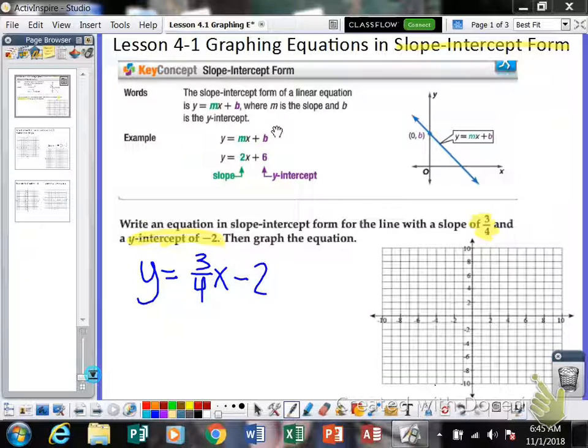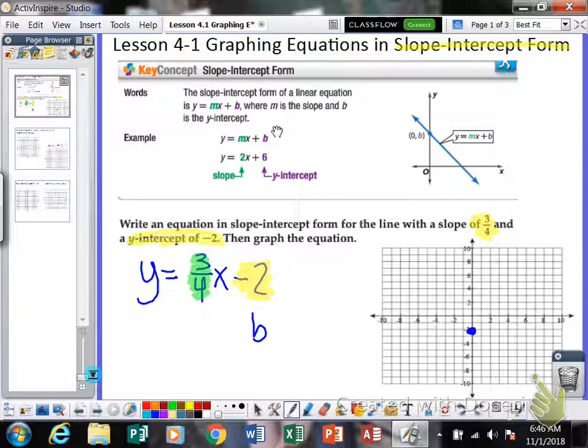Now, how do we graph that? So again, here's where I said move, begin. So I'm going to begin at -2. So I come over to my graph and I find -2 on the y-axis. Always the y-axis. So -2, and I put a point. Now, I need to move from that point to another point, and I move using my slope, 3/4.